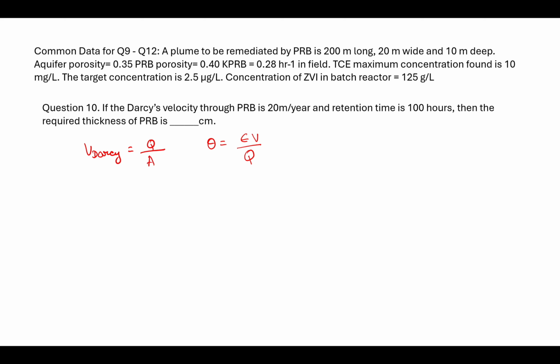So please now try to solve this question. First we'll find out the cross-sectional area using the Darcy's velocity, and then we can find out the thickness using the second equation. Again, I'll give you all 4 minutes to try to solve this question, and please write whatever option you are getting in the chat box, and then we will discuss.